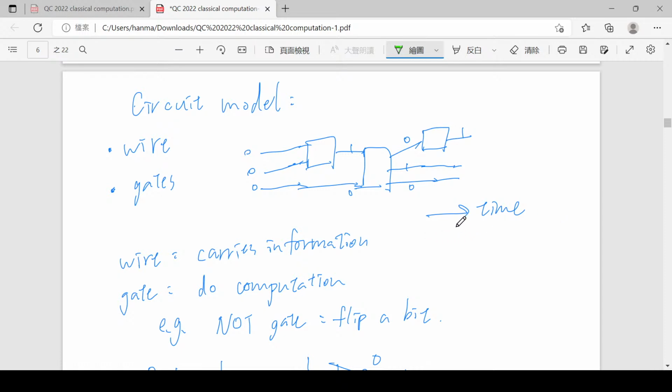And some notation thing is that throughout this class, we think the time flows from left to right. So we think the left side of our circuit is the input, and time just flows this way from left to right. And so whatever left side of the gate is the input and the right side of the gate is the output. Okay.